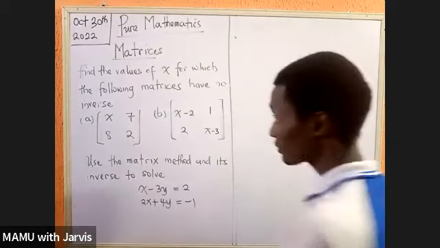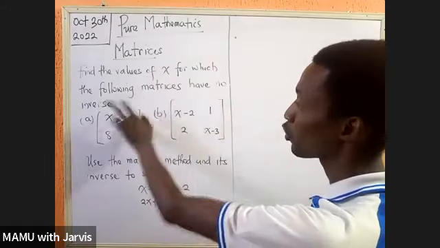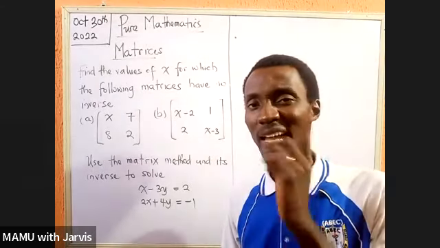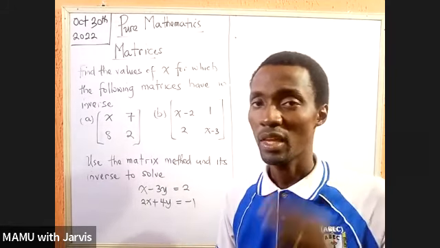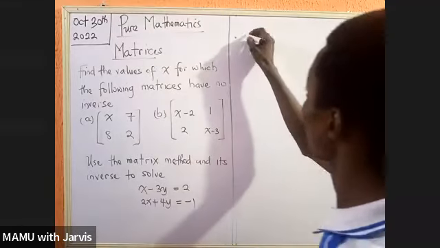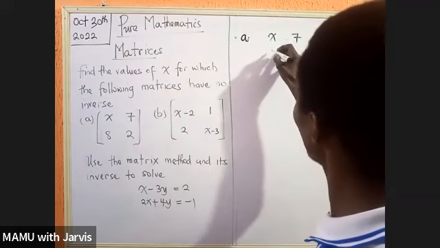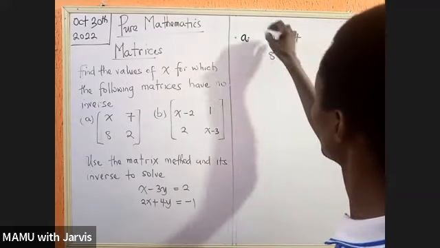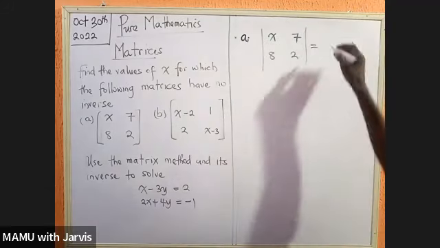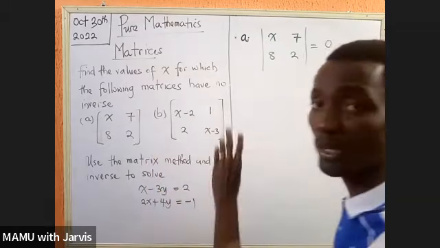It says, find the values of X for which the following matrices have no inverse. Now, if a matrix does not have an inverse, it means that the determinant is what? 0. So for question A, we have x, 7, and so on, all treated as individual elements of a 2 by 2 matrix, and the determinant will be equal to 0. That's what it means. If you don't get this idea, you may not be able to solve this question.